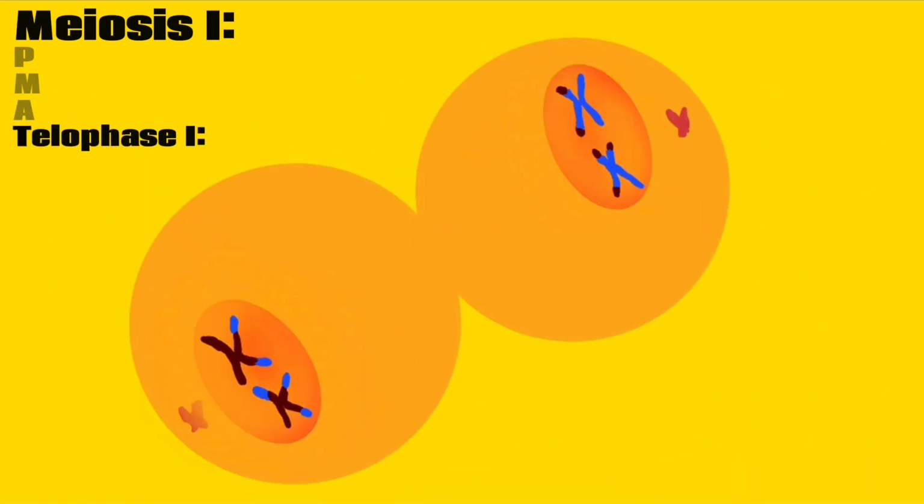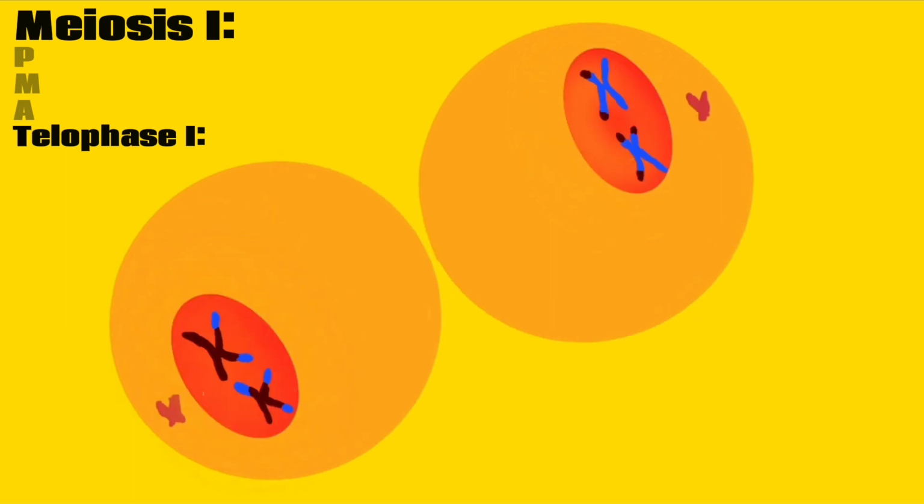Telophase 1, nuclear envelope reappears. Cytokinesis occurs, which is the division of the cytoplasm, and creates 2 daughter cells.